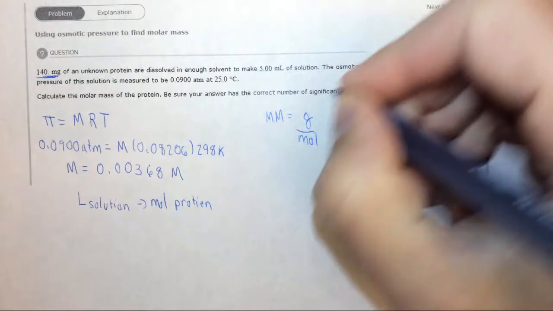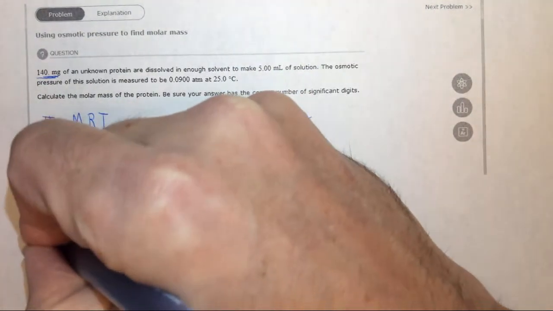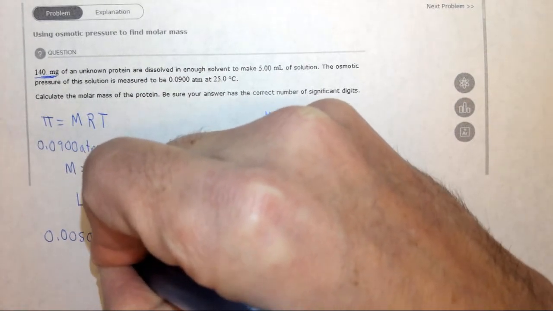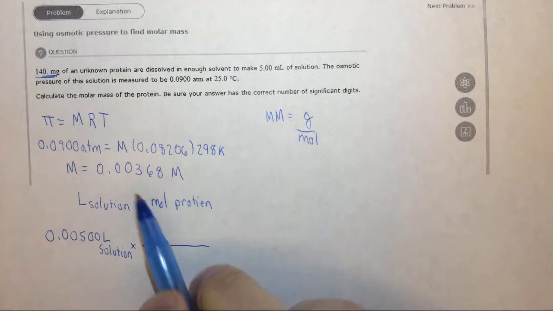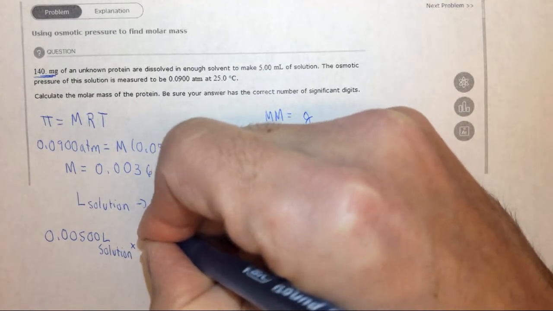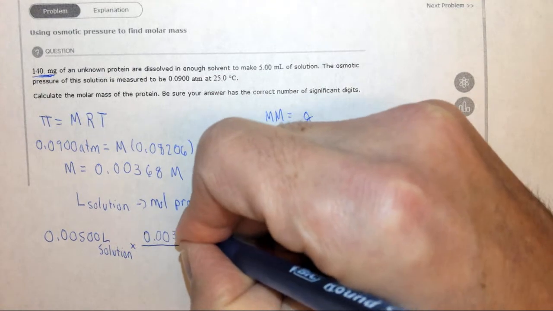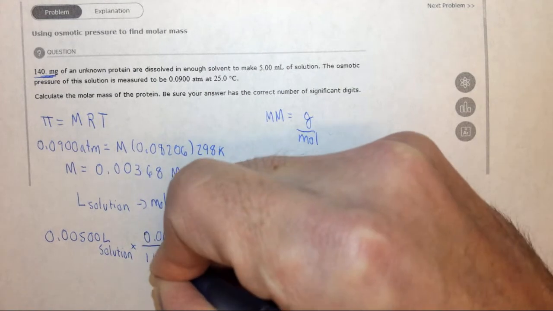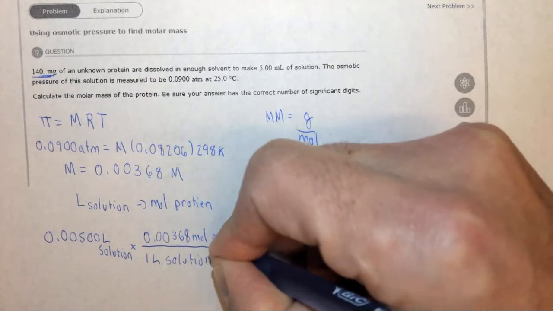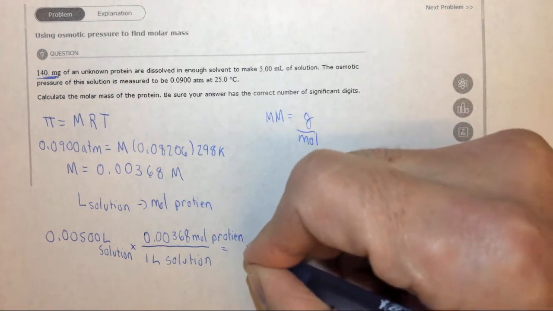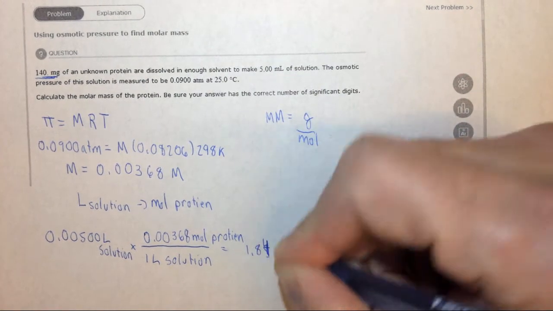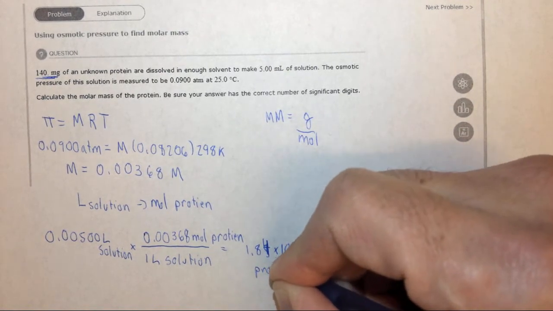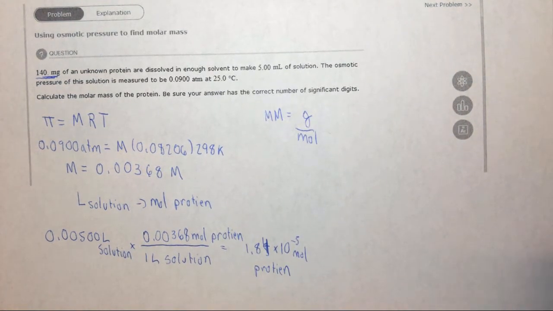So we need to convert liters of this solution to moles of the protein. Starting with this in milliliters, divide by 1,000, 0.00500 liters of solution, times, this tells us that there are 0.00368 moles of protein in 1 liter of solution. We find there are 1.84 times 10 to the minus 5 moles of protein in 5 milliliters of this solution.